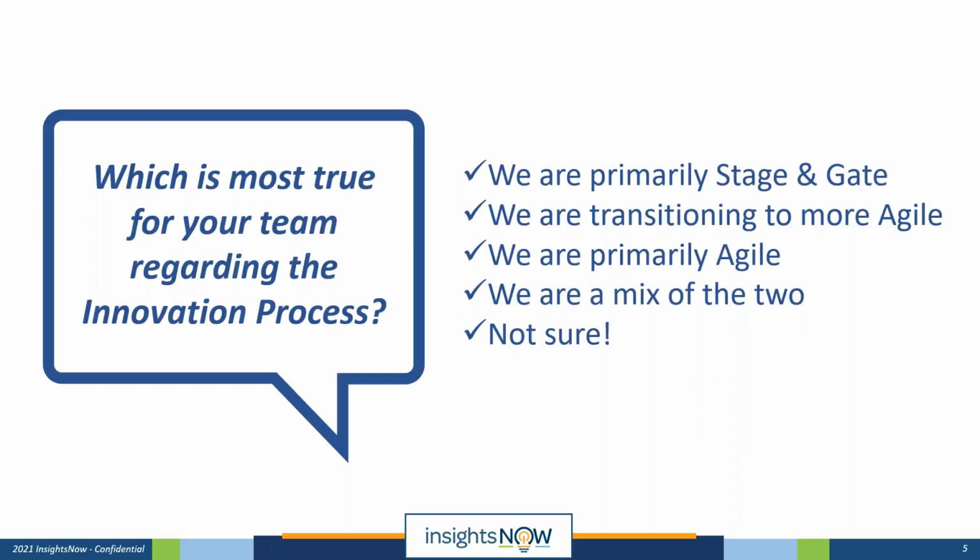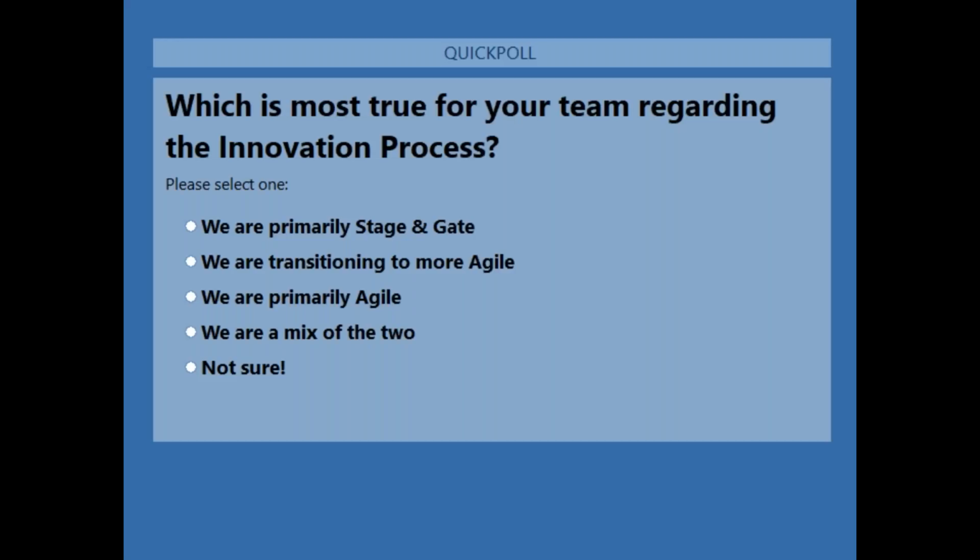So we like to kick it off first with a poll. We want to know which is most true for you and your team, and where you're at in your particular process. So I'm going to launch this poll. Go ahead and let me know which of these is most true for you and where your team is in the process. Are you primarily a stage gate organization? Are you transitioning to a more agile approach, or already more agile? Maybe you do both, a mix of the two depending on the situation. Maybe you're not even sure where your business is. So let's take a look at that.